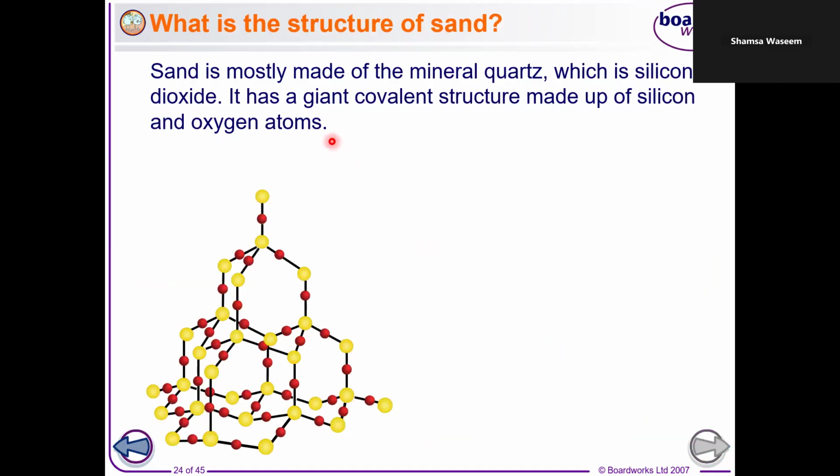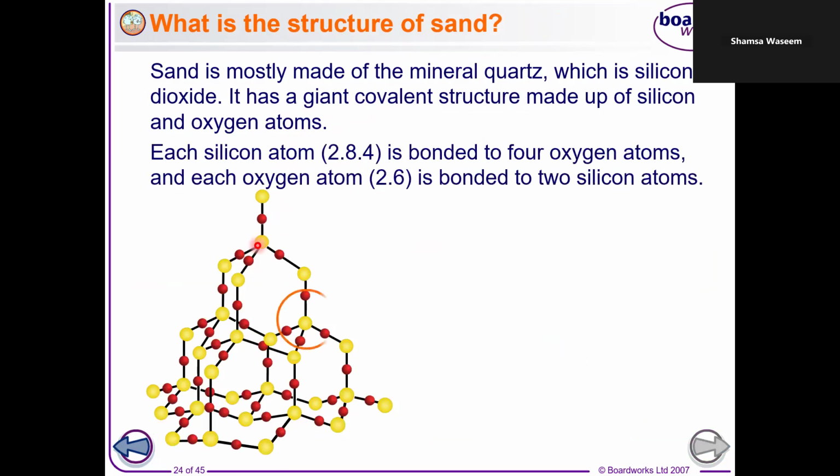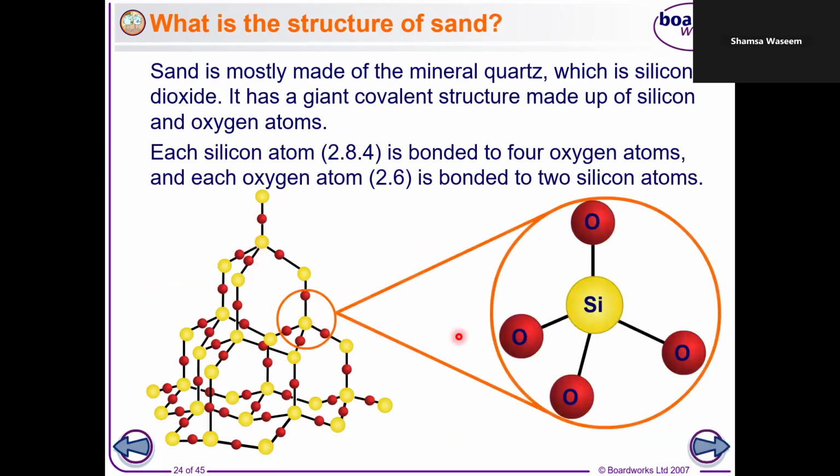Now sand, that is going to be silicon dioxide or SiO₂, right? That's the mineral quartz. Silicon dioxide is a giant covalent structure which is made up of silicon and oxygen atoms. Here, if you see, it's going to form a tetrahedral structure. Each silicon is bonded to 4 oxygen atoms, and each oxygen atom is bonded to 2 silicon atoms. So it's going to form a tetrahedral structure. This is the giant covalent structure of sand or silicon dioxide.